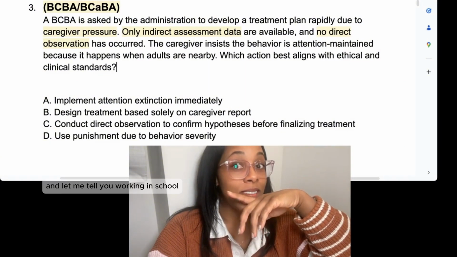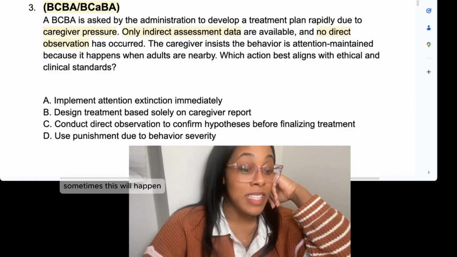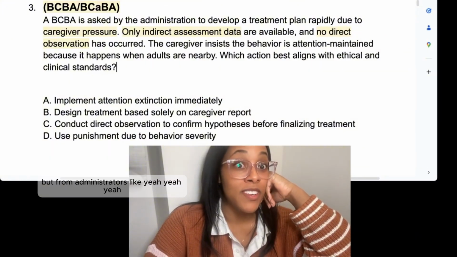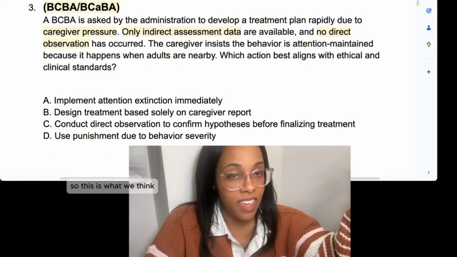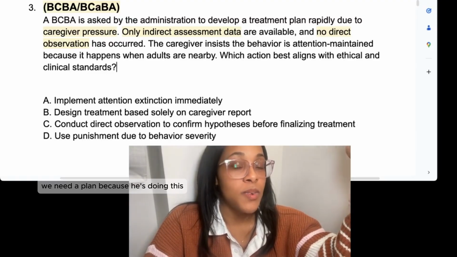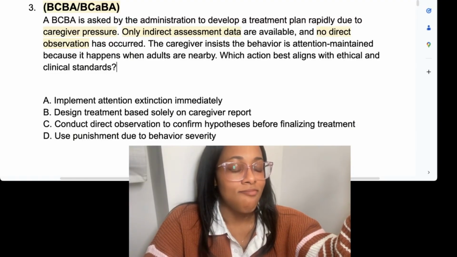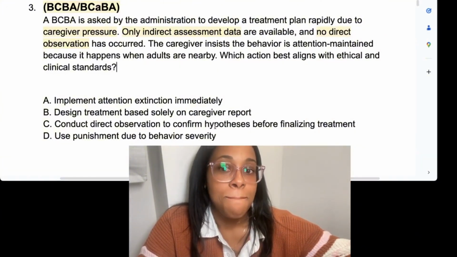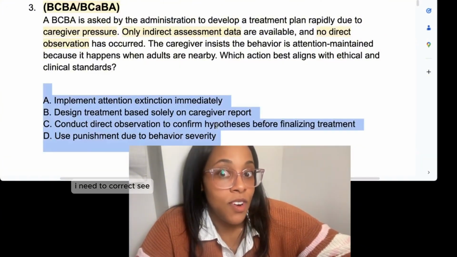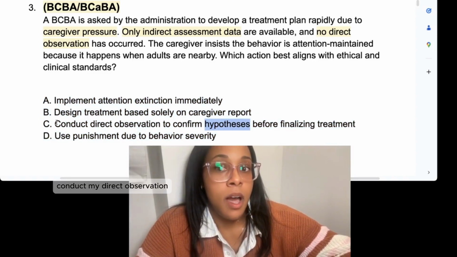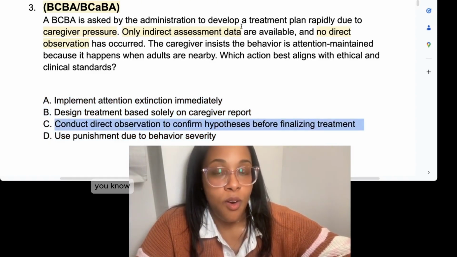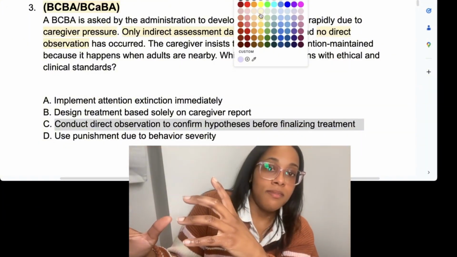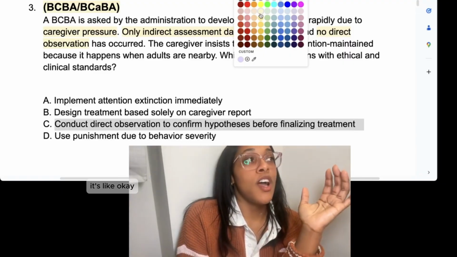And let me tell you, working in school, sometimes this will happen. Not so much from teachers, but from administrators. Like, yeah, this is what we think. We need a plan because he's doing this. Well, I need to see. I need to conduct my direct observation. There are times when if you go by secondary report and then you see it for yourself, it's like, okay.